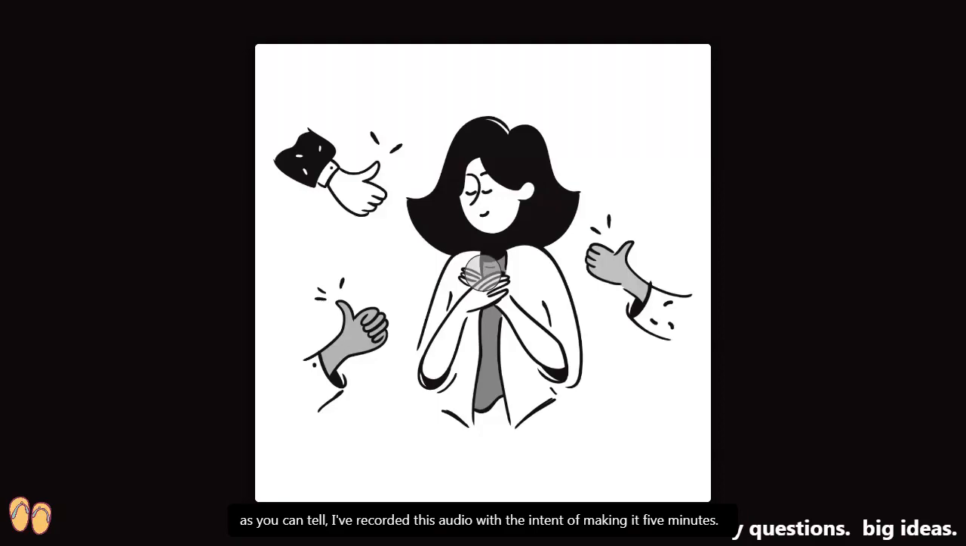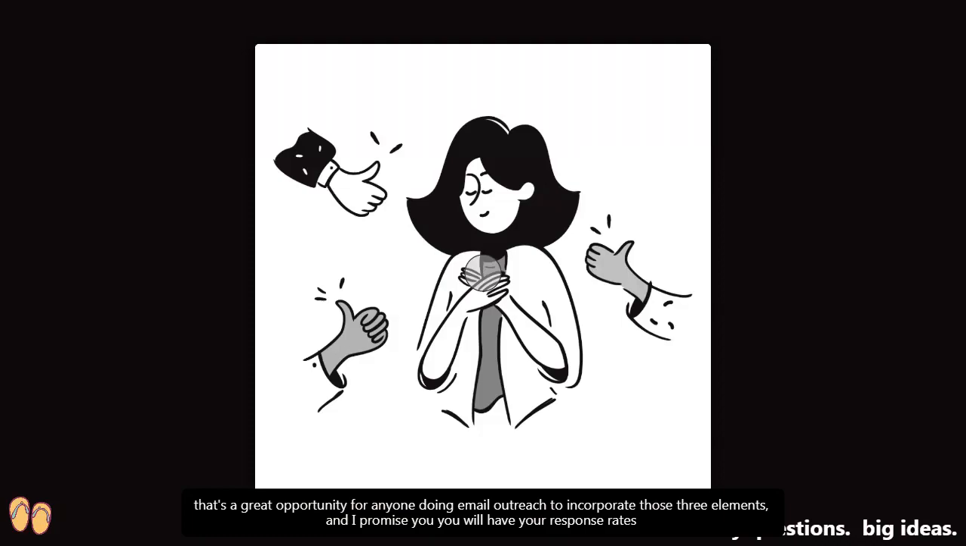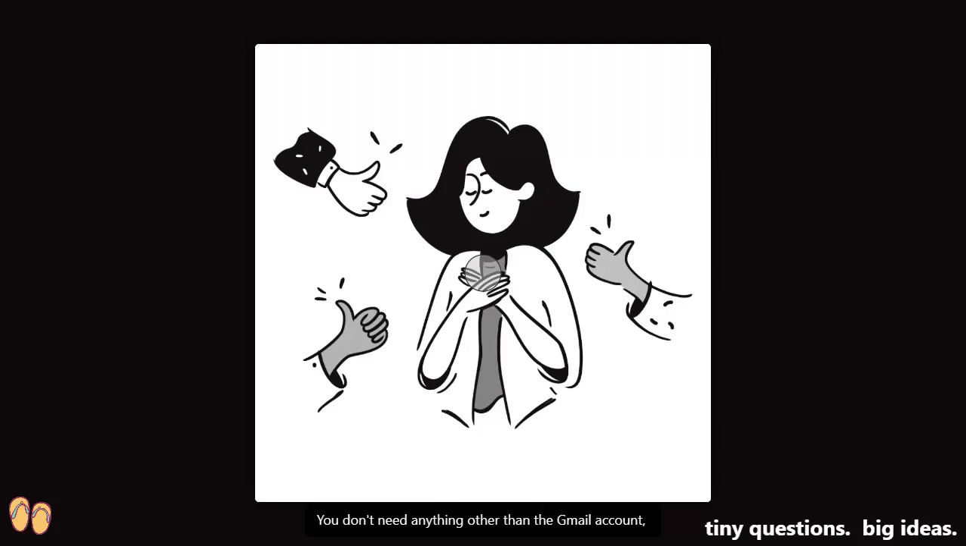As you can tell, I recorded this audio with the intent of making it 5 minutes. It's now almost 9 minutes, so clearly I still fail a bit in keeping things short. Nonetheless, that's a great opportunity for anyone doing email outreach to incorporate those 3 elements, and I promise you, your response rates will skyrocket. You don't need anything other than a Gmail account, an ideal audience, and an irresistible offer, and you're off to the races.